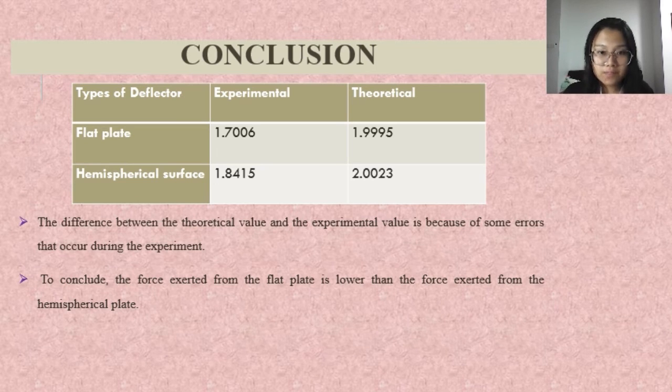The difference between the theoretical value and the experimental value is because there may be some errors that occur during the experiment. So to conclude, the force exerted from the flat plate will be lower than the force exerted from the hemispherical plate.